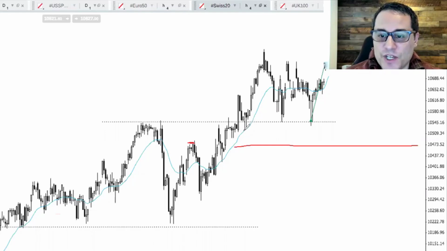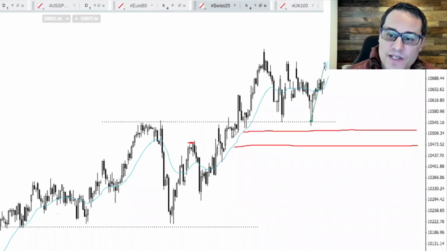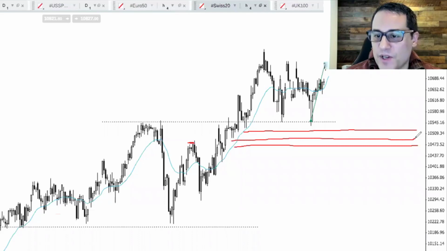So you could put it just below this right here. This is one potential location. And then you also have this, which is kind of the beginning of the breakout here. So you could put it just below this. So I feel like the stop loss could have been optimized.